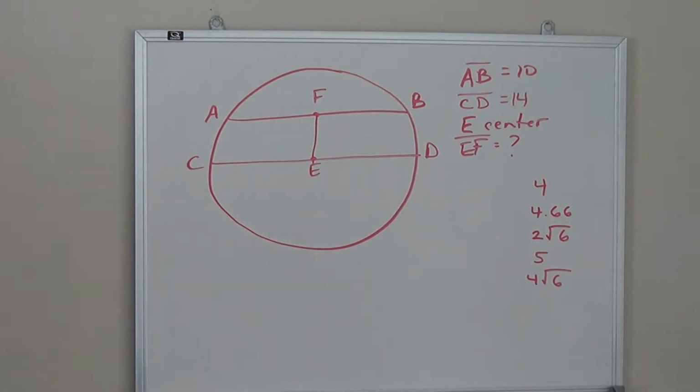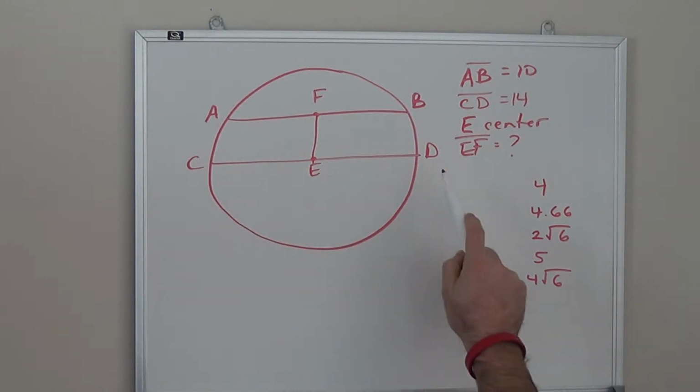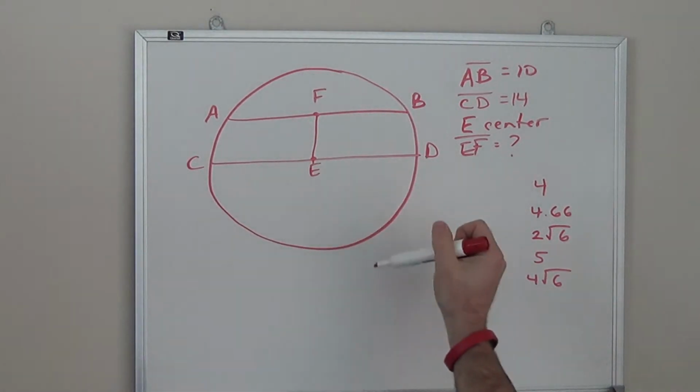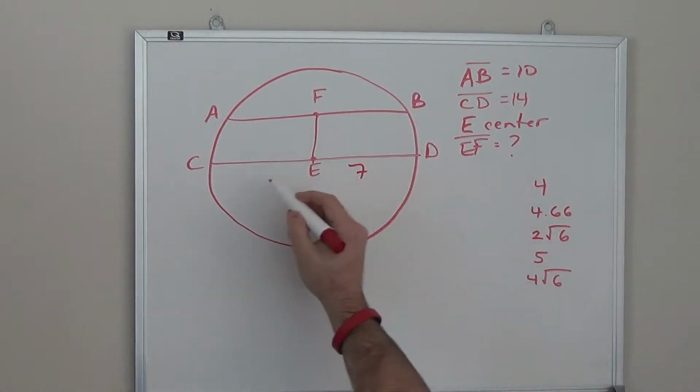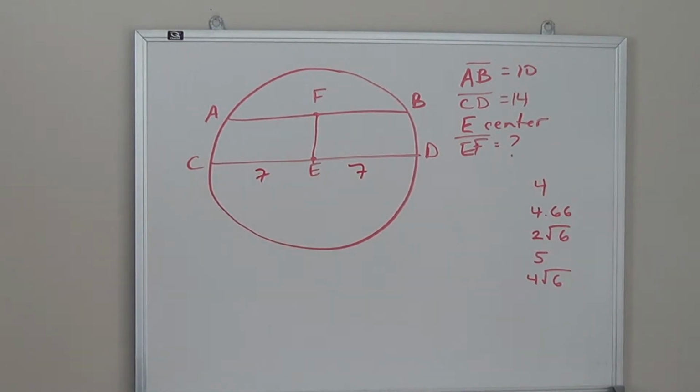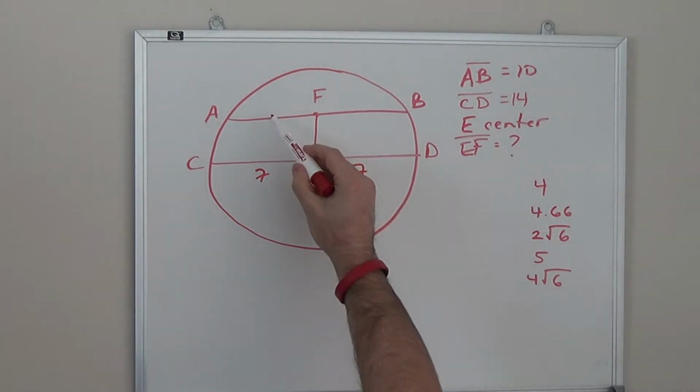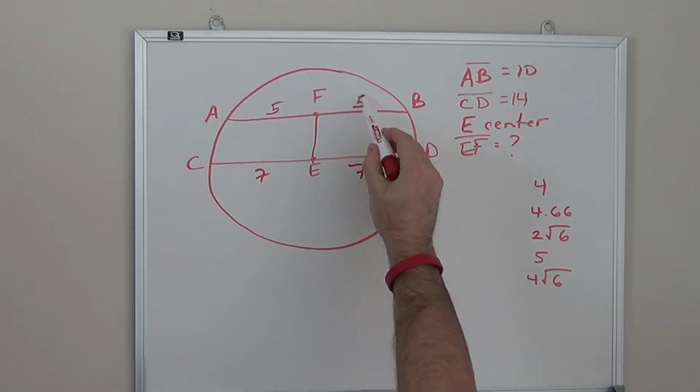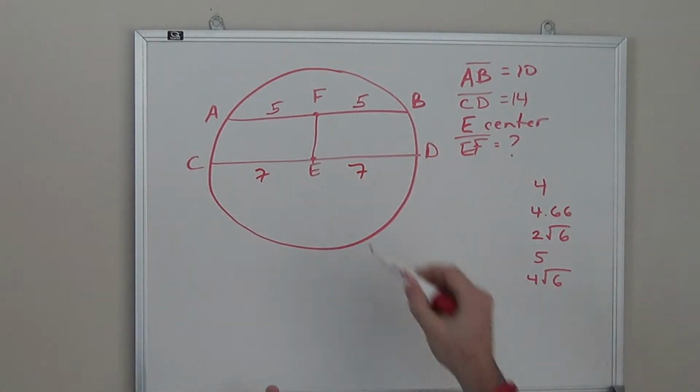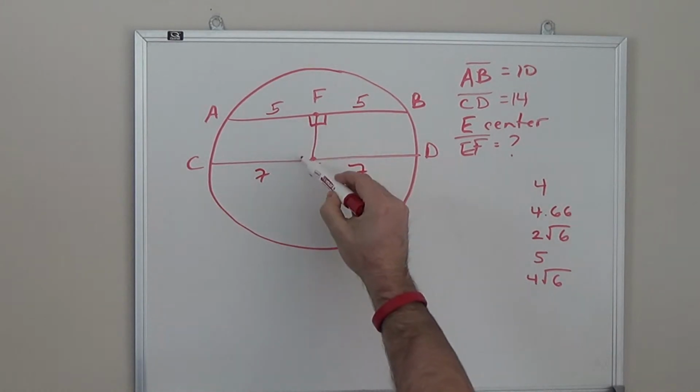So just like the last one, we're not going to pause it. We're just going to get right into it. So if E is the center of the circle, and it's 14 all the way across, a fairly safe assumption here is that these are just going to be 7. And if AB is 10 across, this is just going to be 5 and 5. And they tell you these were perpendicular.